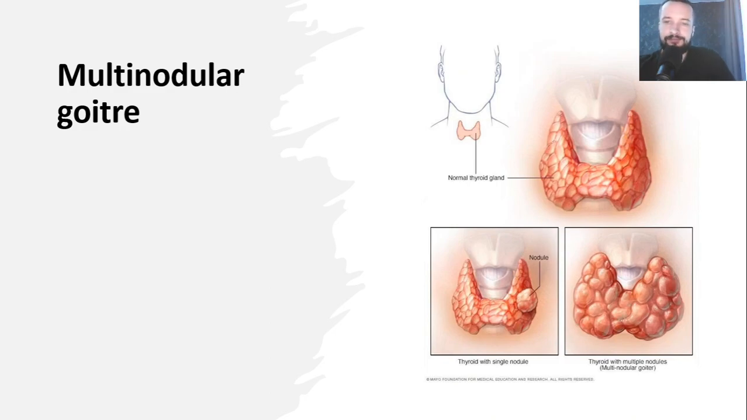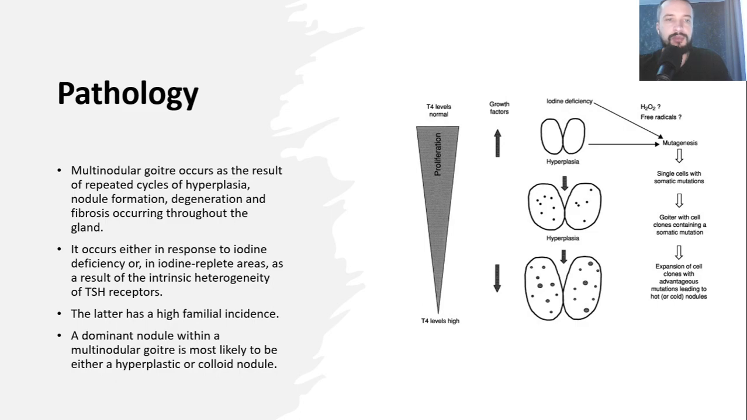Multinodular goiter. Multinodular goiter occurs as a result of repeated cycles of hyperplasia, nodule formation, degeneration, and fibrosis occurring throughout the gland. It occurs either in response to iodine deficiency or, in iodine-replete areas, as a result of the intrinsic heterogeneity of TSH receptors. The latter has a high familial incidence.